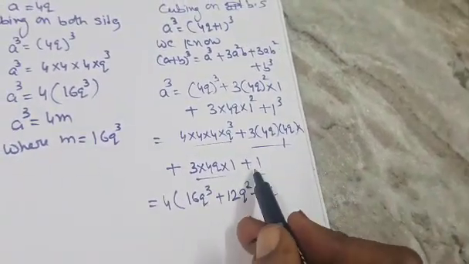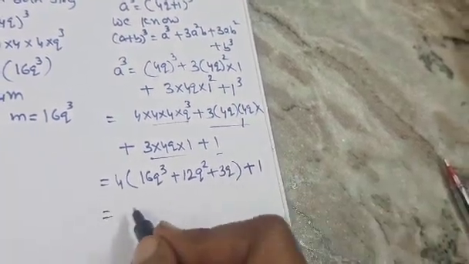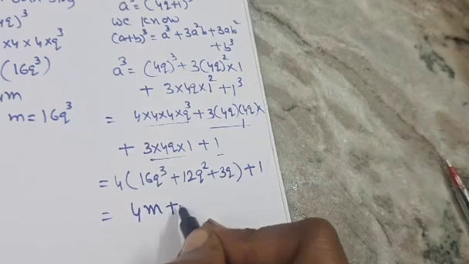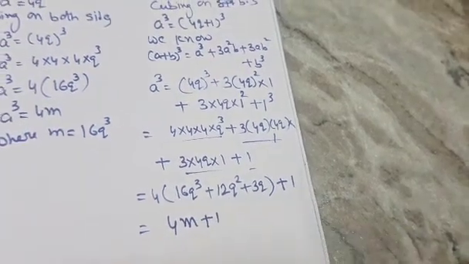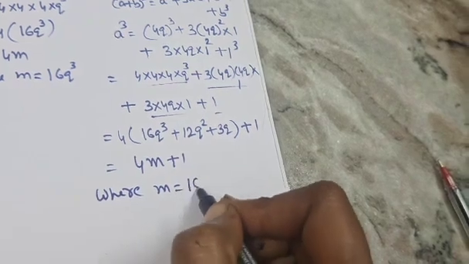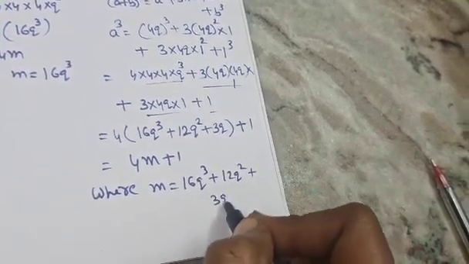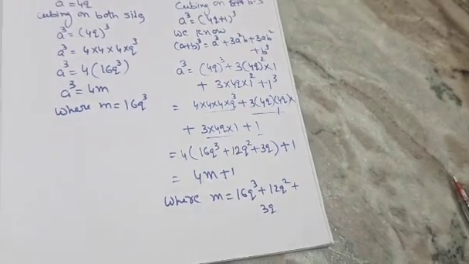Here 4 won't come common now, so you have to close the bracket and you write 1. This whole part you have to take as m, because this is the multiple of 4. What is the value of m here? m equal to 16q cube plus 12q square plus 3q. So now we got 4m also.